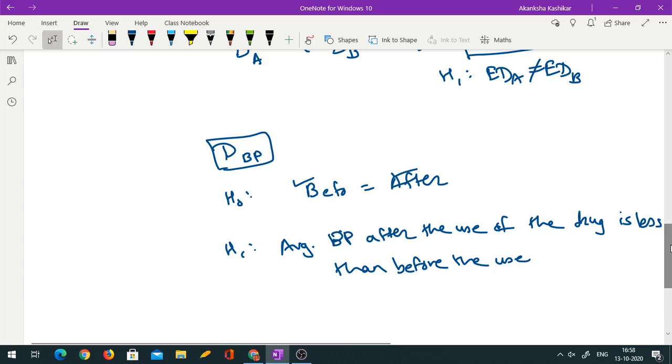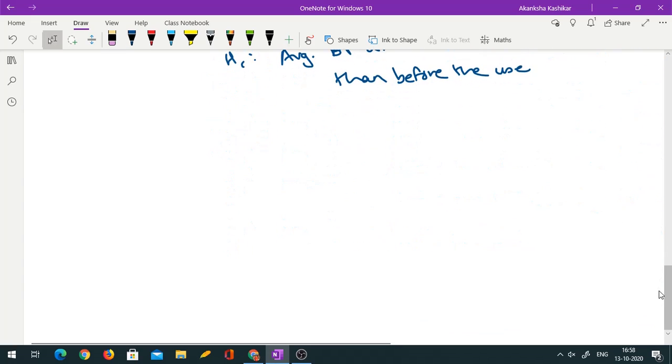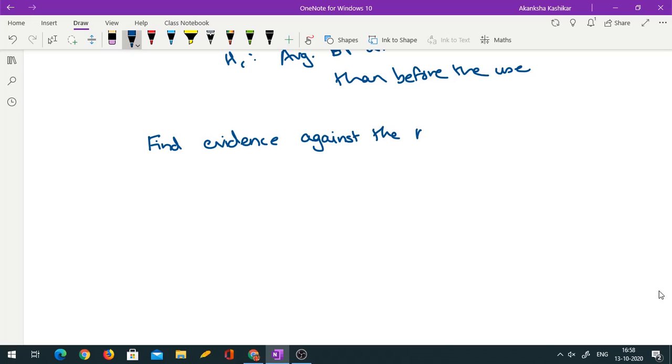Now as I said, proving the alternative hypothesis is difficult. So what we try to do is find evidence against the null hypothesis. If we can collect enough evidence against the null hypothesis, then we conclude that yes, the alternative hypothesis is probably true. So what do I mean by finding enough evidence?